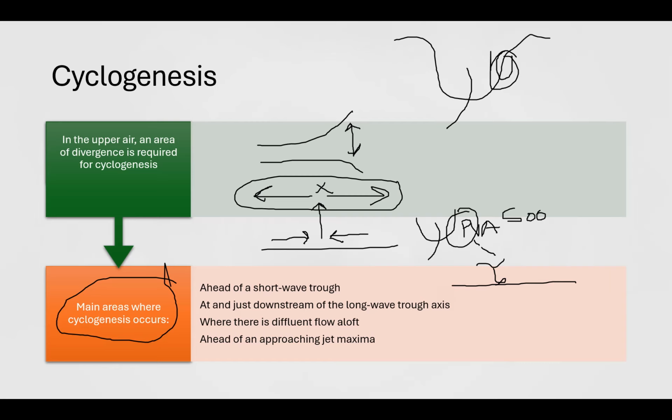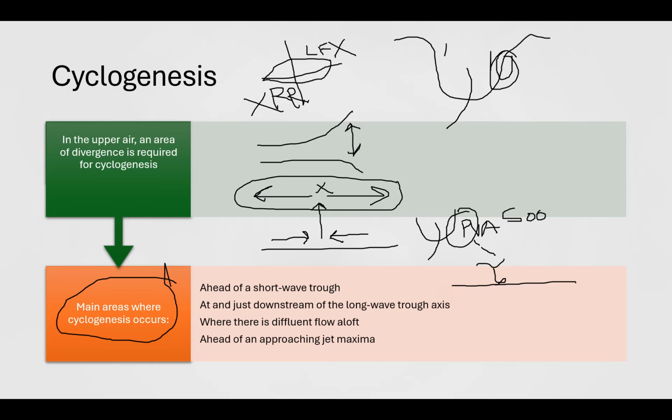Ahead of an approaching jet maximum, if I were to show you a jet maximum here, it looks like a football actually, an oval football shape, divided up into those 4 quadrants. If I'm in that left front quadrant over here, or if I'm in the right rear quadrant over here, those are my 2 favorable areas for cyclogenesis to occur. All right? So really, these are your 4 areas where cyclogenesis occurs.